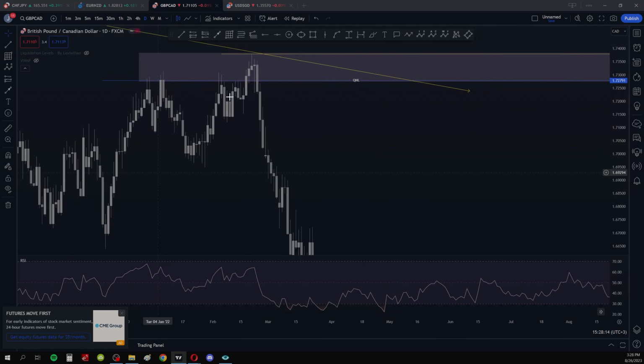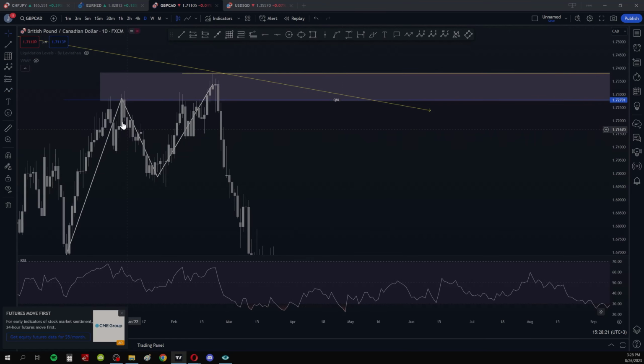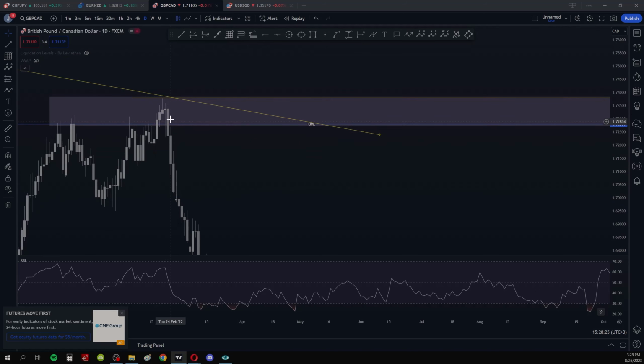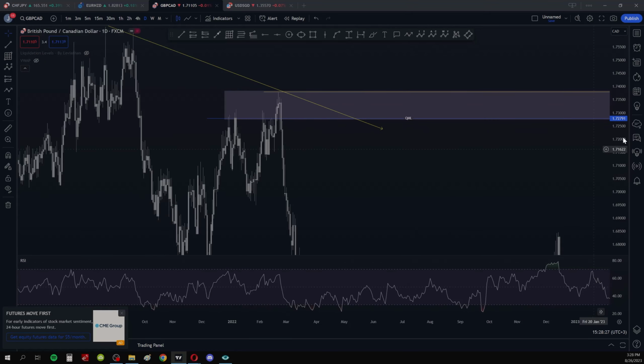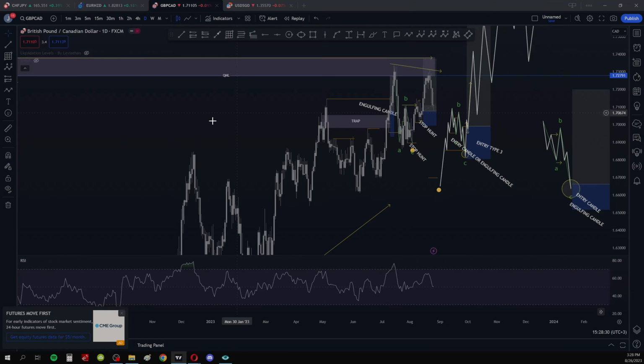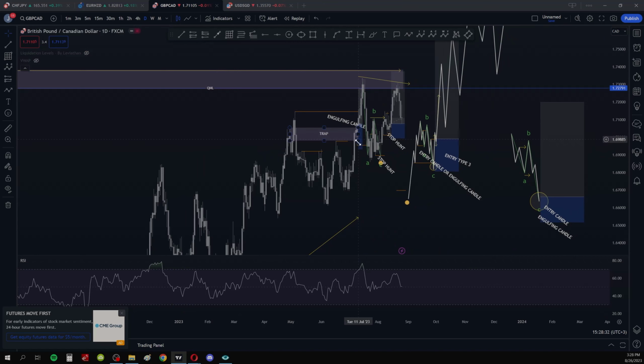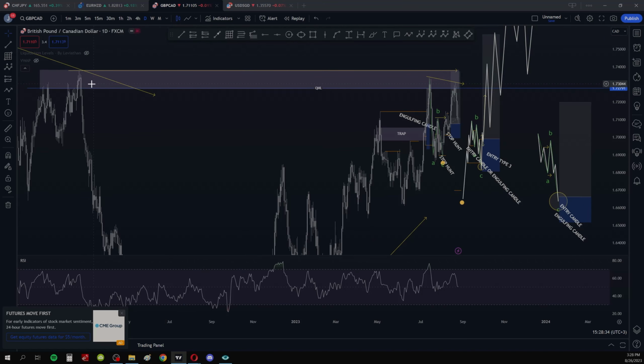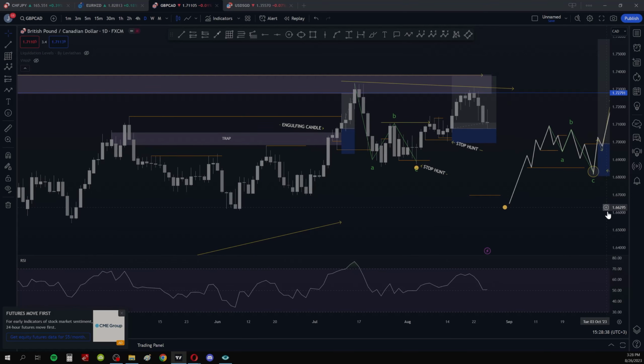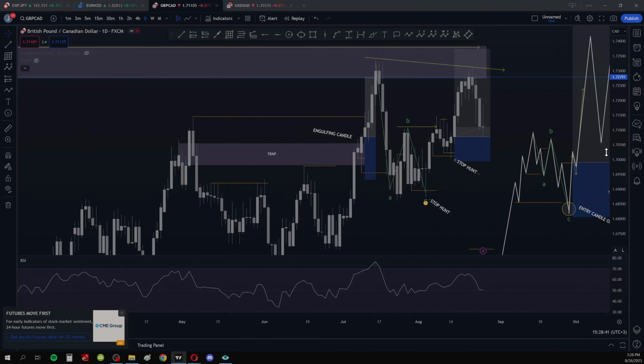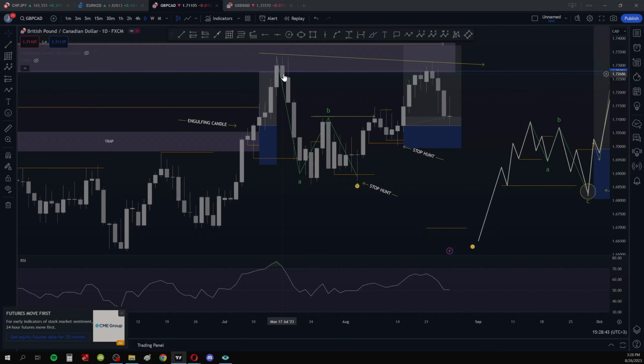so going up like this, 1 2 3, right? So this would be the QML and some supply zone, right? So the same thing as here, we will get a reaction. Same thing will be here, we will get a reaction. And so here we also come down and we break this low.